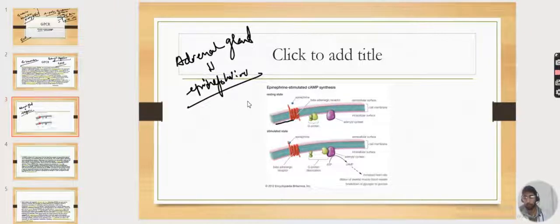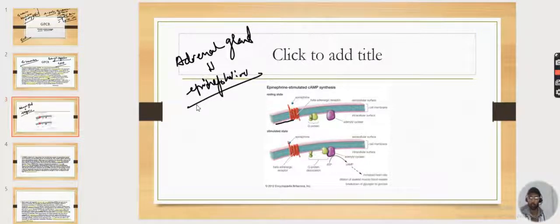We have two parts of the adrenal gland. We have medulla, we have cortex. So the cortex secretes glucocorticoids and mineralocorticoids, while your medulla secretes epinephrine and norepinephrine. Fine. So in the resting state, we know that this G protein is a trimeric structure which is associated with the adenyl cyclase. So what happens?